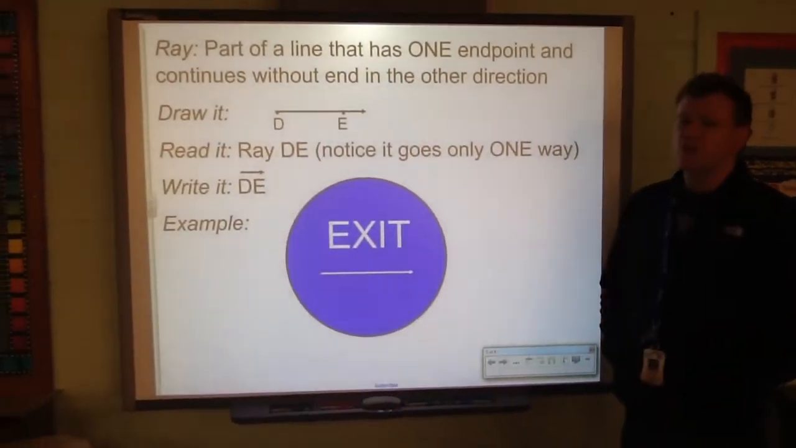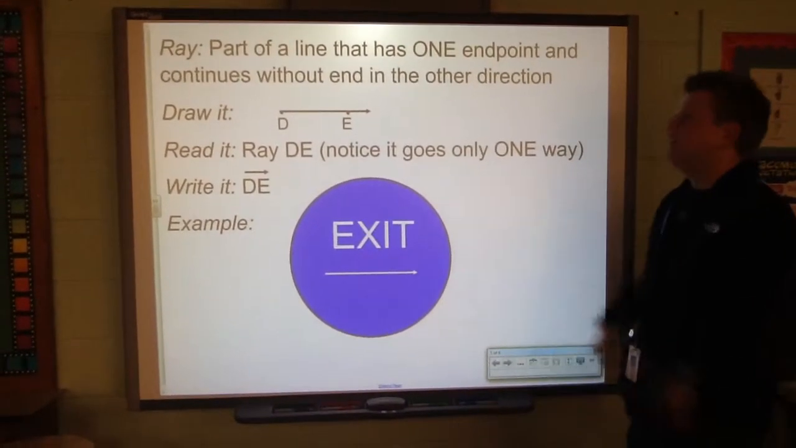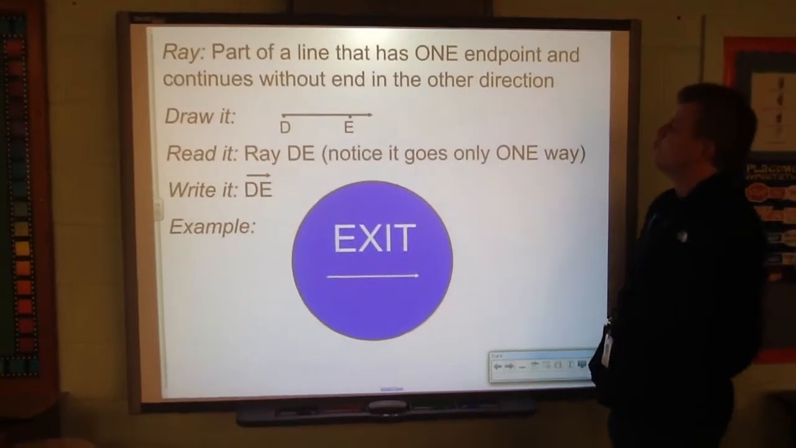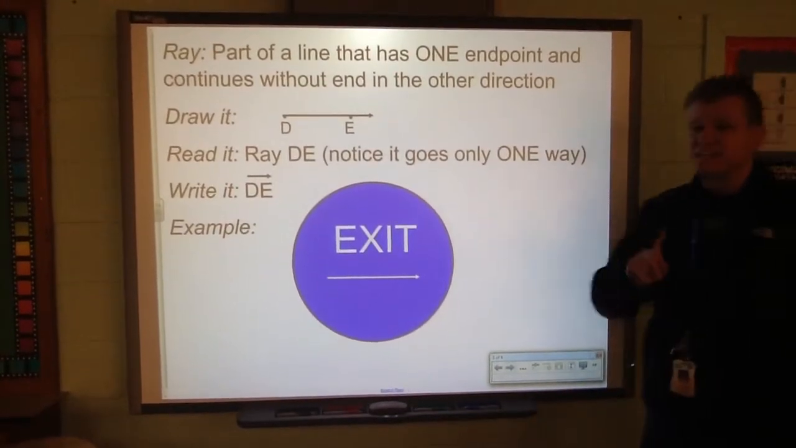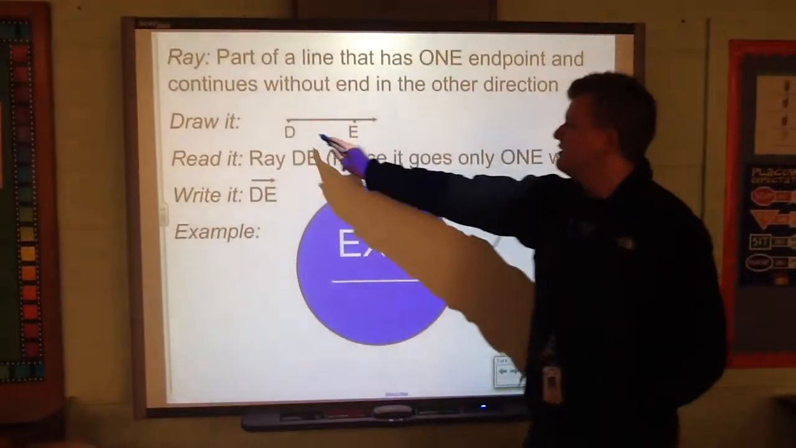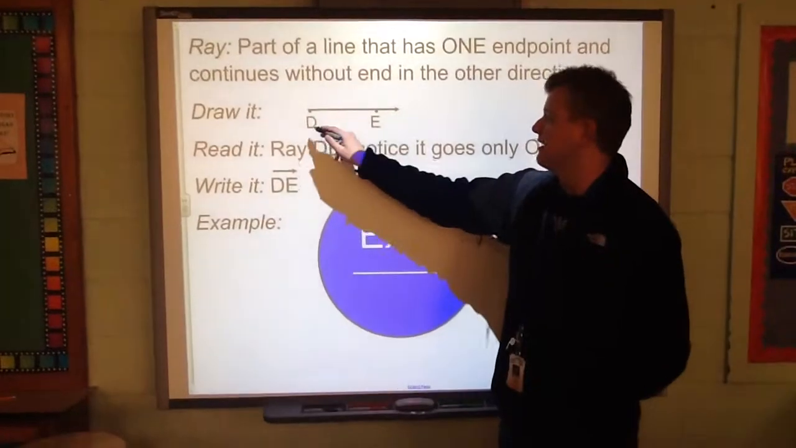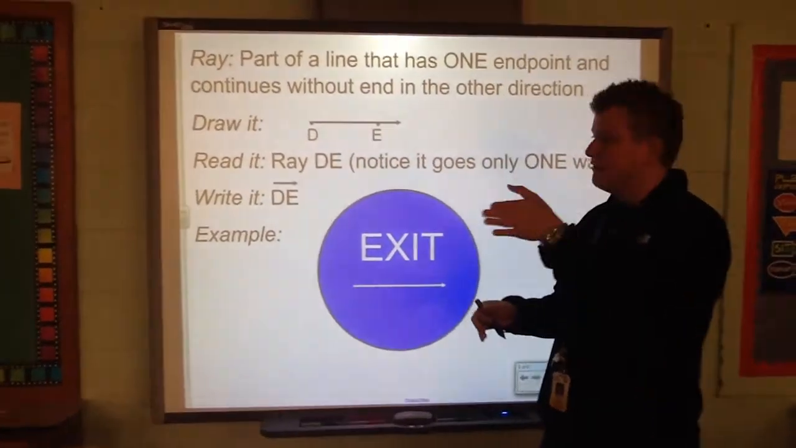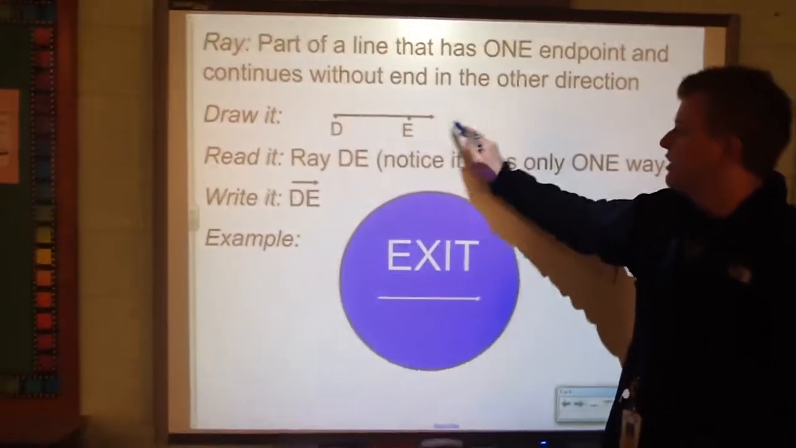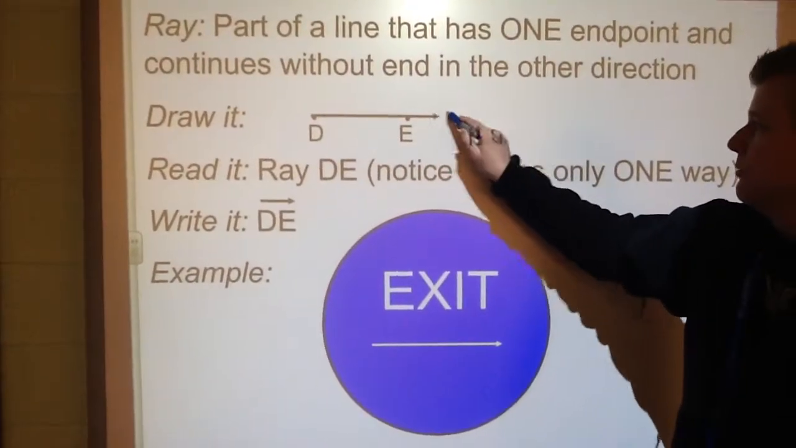All right? This is a ray. Okay? Not an array, but a ray. Okay? It's part of a line that has one endpoint and then continues in the other direction. Okay? So you see, for D, there actually is an endpoint there. There's no arrow. Okay? That's the end or the beginning of the line. Then it continues on, and there's another point E, just for reference, but I'll draw it a little bit bigger.